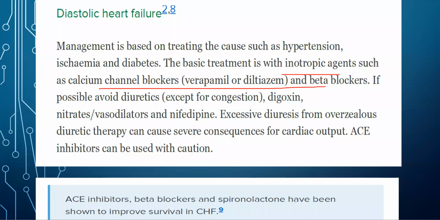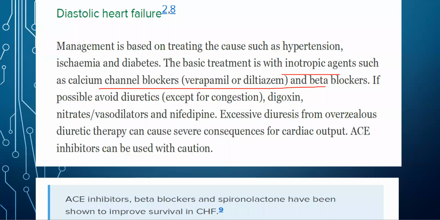So in the question, if they say the patient has an ejection fraction of 60%, then we know it's diastolic heart failure. And then we would give either a calcium channel blocker or a beta blocker as first-line treatment.